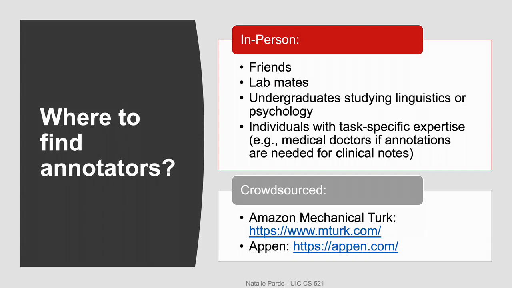Your in-person annotators could be people who you know already, as friends or lab mates, or they could be people who you hire specifically for the project, such as undergraduates studying specific topics. Linguistics and psychology are often useful subject areas for annotators to have expertise in, or individuals with task-specific expertise, such as medical doctors. You can easily find crowdsourced annotators on Amazon Mechanical Turk, as well as other crowdsourcing platforms like Appen.